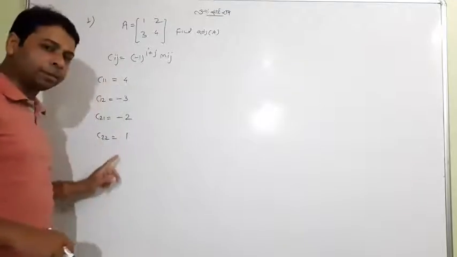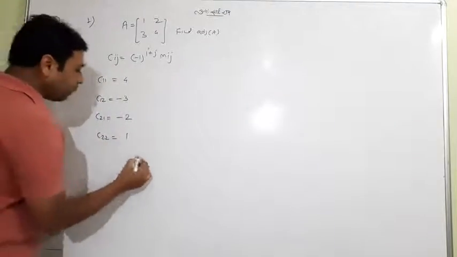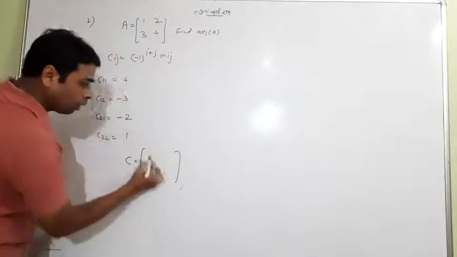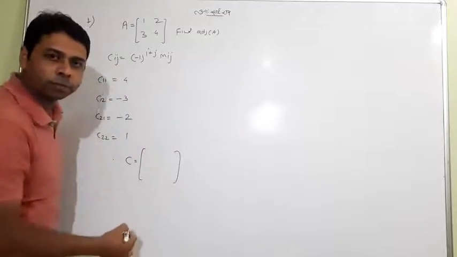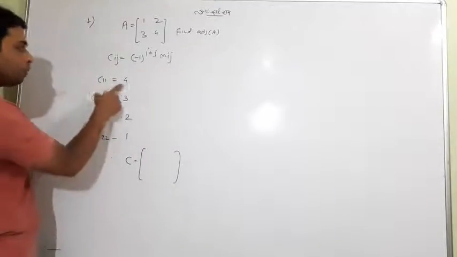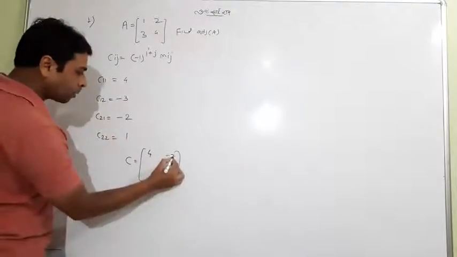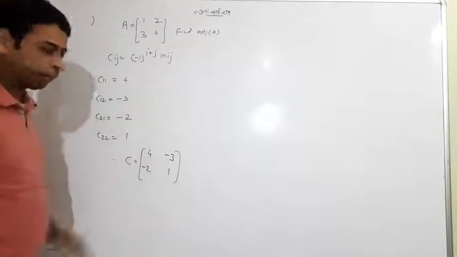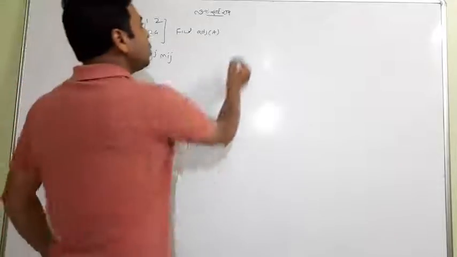This time a single element. Okay, fine. What will we have next? C is the formation of C: C11, C12, C21, C22. So C11 is 4, C22 is -3, this is -2, this is 1. This is not the answer, this is C. So what is adjoint of A?